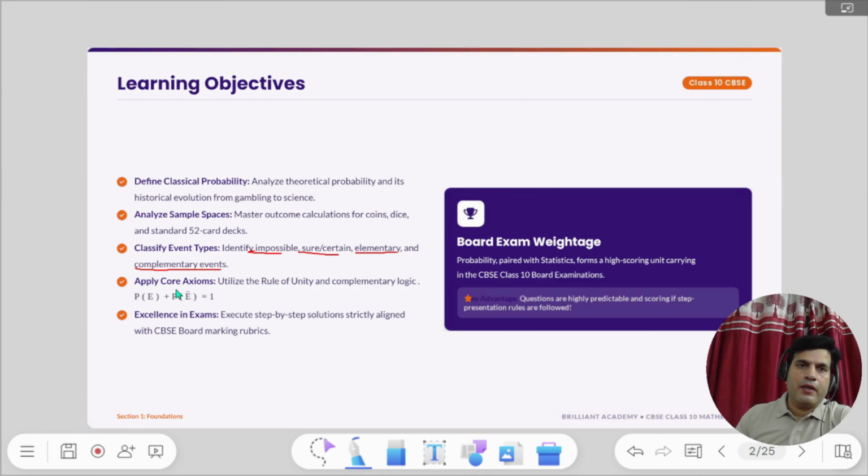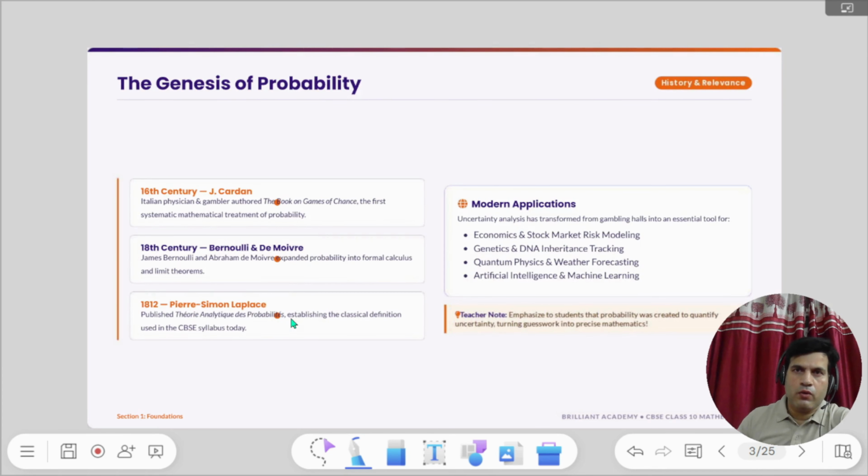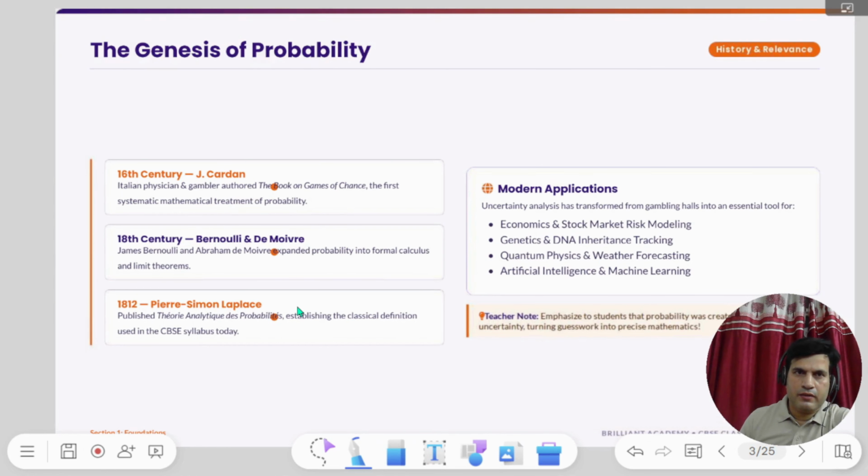Then we will also learn to apply core axioms, like utilizing the rules of unity and the complementary logic, like P(E) plus P(not E) equals 1. We will discuss what is P(E) and P(not E) in this chapter. And for excellence in exams, execute step by step solutions strictly aligned with CBSE board marking rubrics. We will also discuss that. Okay, so let's go ahead and see the same things in this part.